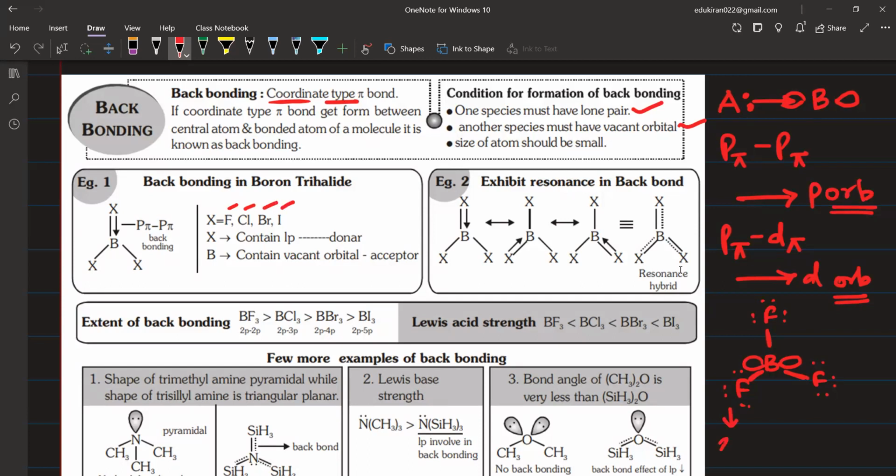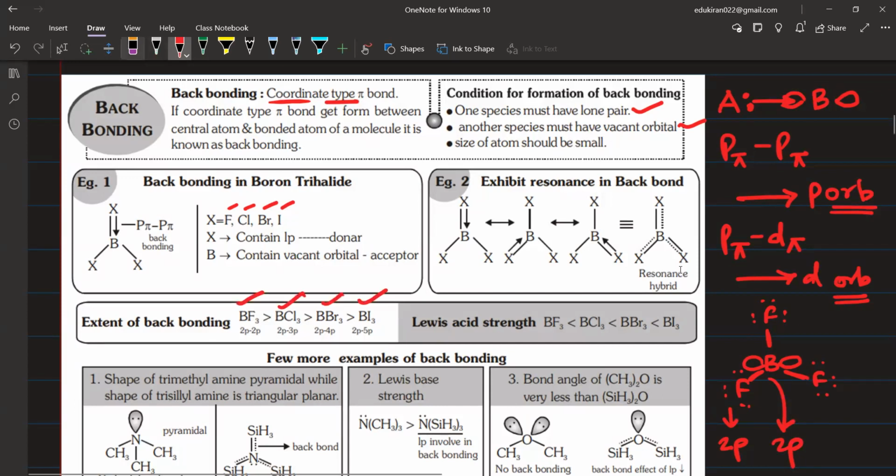Fluorine's lone pair electrons are in the 2p orbital, and boron's vacant orbital is also 2p. So 2p overlapping will be very effective, followed by 2p-3p, then 2p-4p, then 2p-5p. That is why the extent of back bonding is greatest in BF3, then BCl3, BBr3, and BI3.